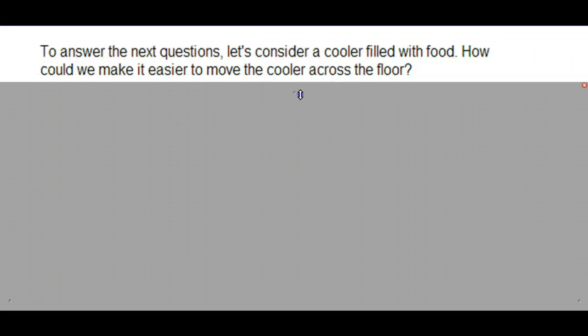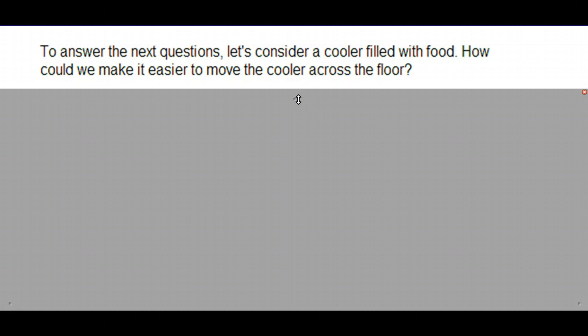Okay, so to introduce this topic and for you guys to get a better feel for some of the factors that can affect friction, you're going to work through a lab activity. And so to answer the next questions, I'll just give you sort of a real life example that you might be able to relate to.